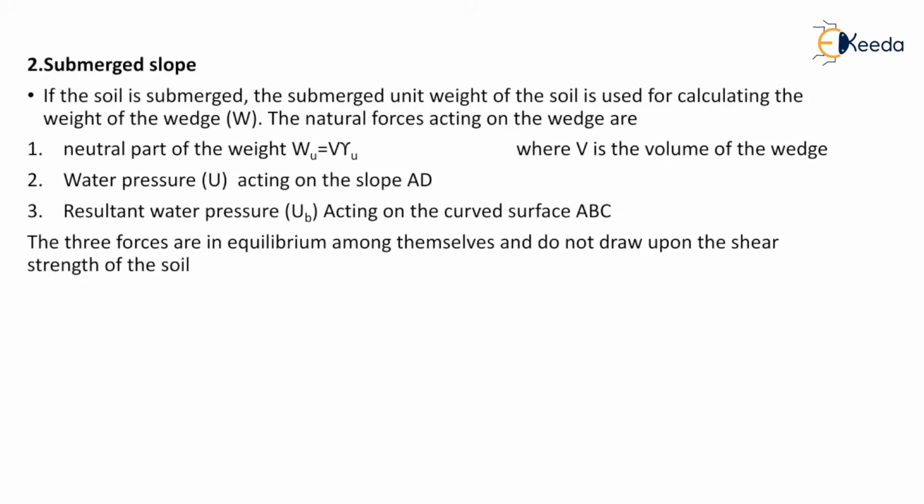If the soil is submerged, the submerged unit weight of the soil is used for calculating the weight of the wedge. The neutral forces acting on the wedge are: first, the neutral part of the weight Wu, which is equal to V into gamma U, where V is the volume of the wedge; water pressure U acting on the slope AD; and resultant water pressure UB acting on the curved surface ABC. These three forces are in equilibrium among themselves and do not draw upon the shear strength of the soil.